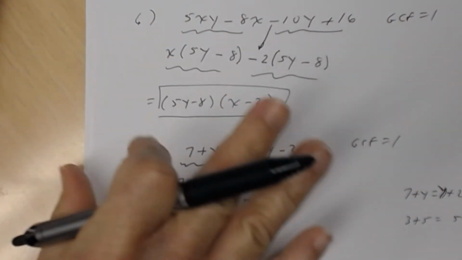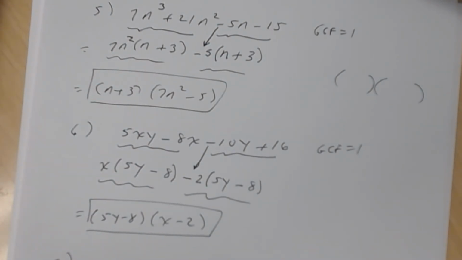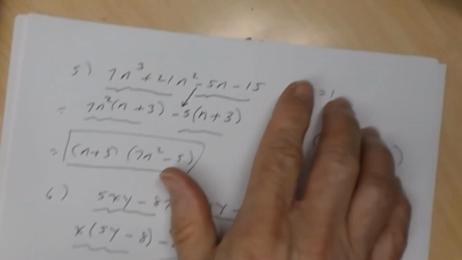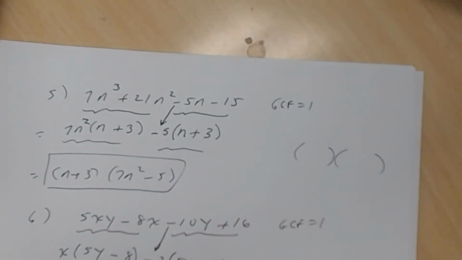Okay, so in this part of the lesson, the GCF was 1. Now we're about to do another part of the lesson where the GCF is not 1. Well, what do you do if the GCF is not 1? Okay, so that's what we're going to discuss.